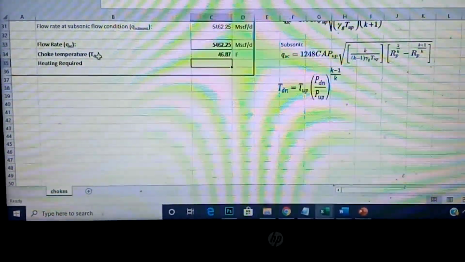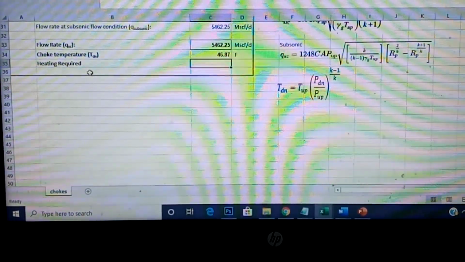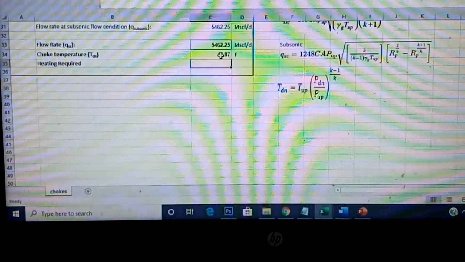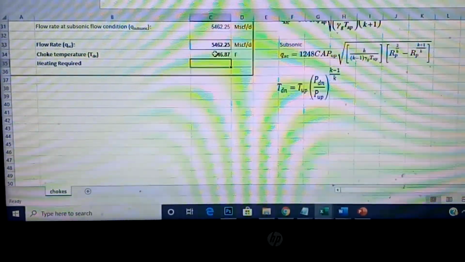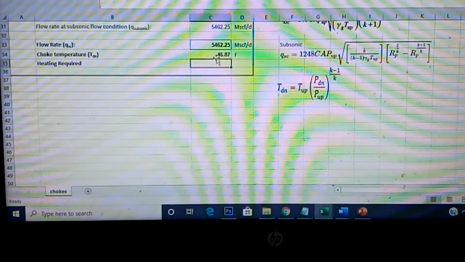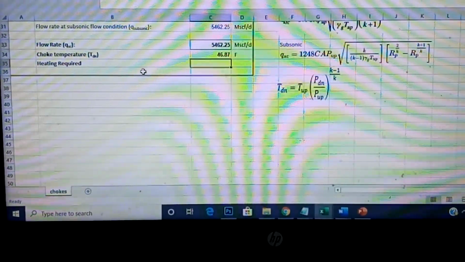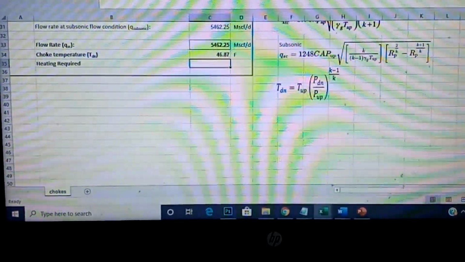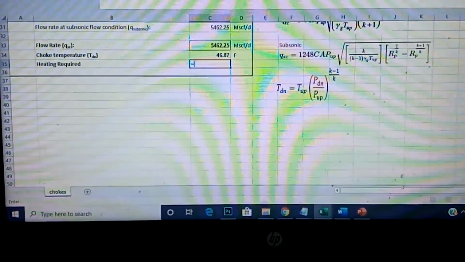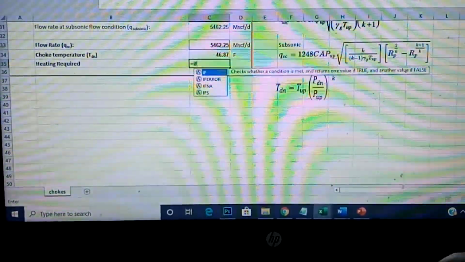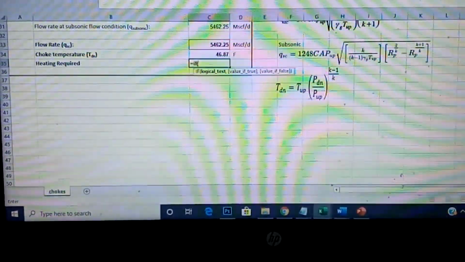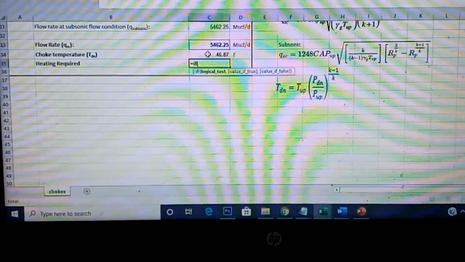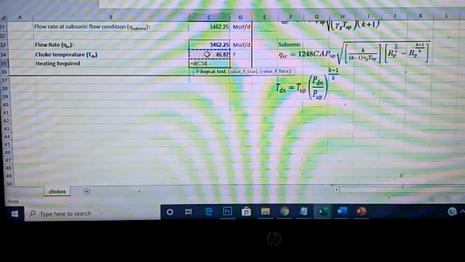The last question there is either yes or no. Yes is if this temperature is less than 32. No is if it's greater than 32. Because 32 is the freezing point of water. So that's only when you need the heating. So I'm going to use another if function. So I'm using a lot of if functions today. Equals if, what are we testing? I say if, I open the bracket, if what? If this temperature, I close this. I click on that answer there.